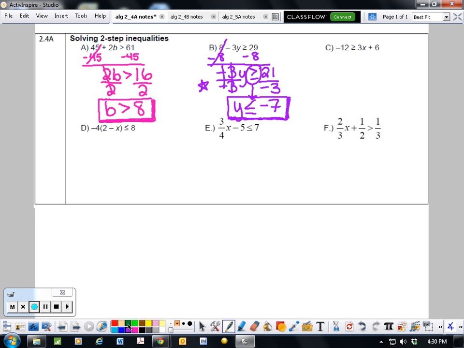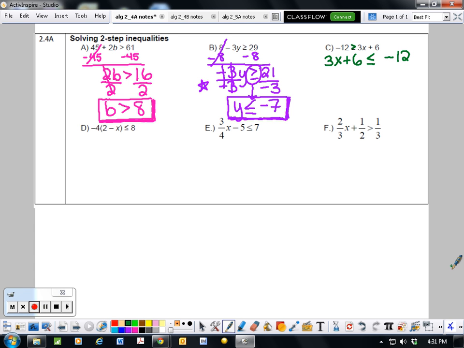Okay, so our next example, our x is on the wrong side. So we have the option to flip at the beginning or flip at the end. I'm going to go ahead and flip at the beginning. So I'm going to have 3x plus 6 on this side. I'm going to have the negative 12 on this side. And my inequality symbol is pointing to the x. So when I flip around, it still needs to point towards the x.